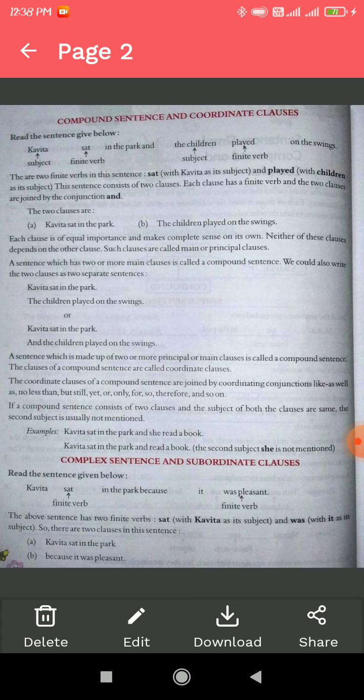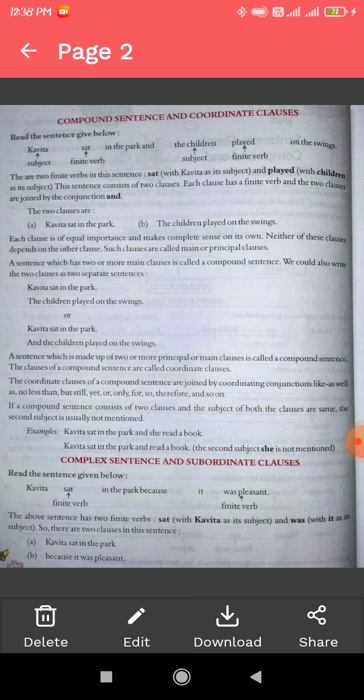As you can see the example: Kavita sat in the park and the children played on the swing. In this sentence there are two finite verbs. The first is sat, the second is played, and each finite verb has a subject, and that makes two clauses. Kavita sat in the park. This is the first clause. And second, after adding the conjunction, the children played on the swing. This is the second clause.